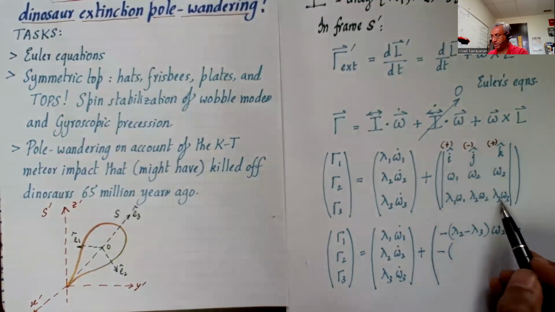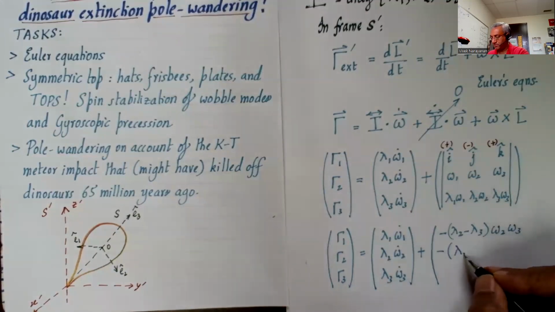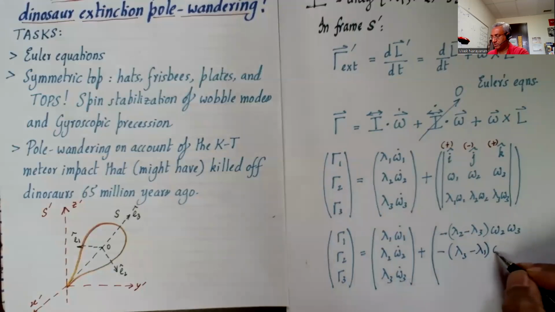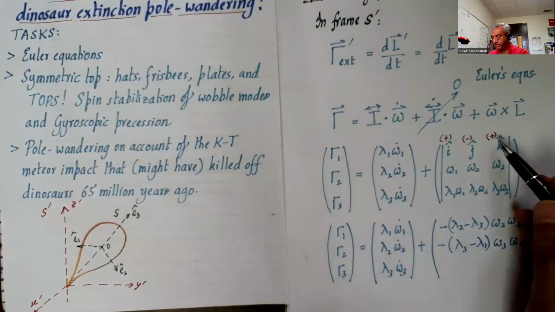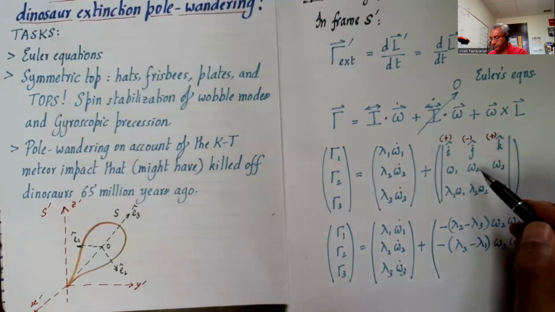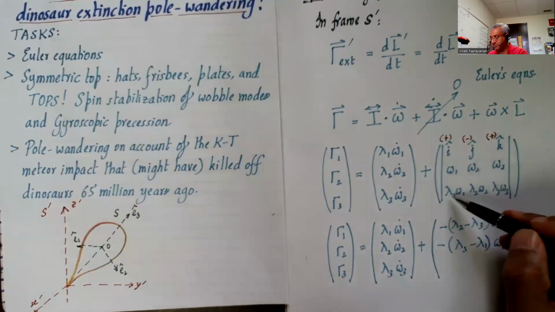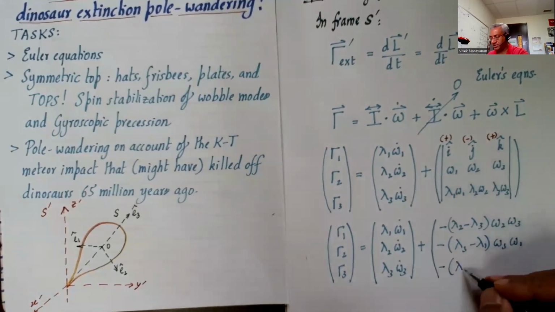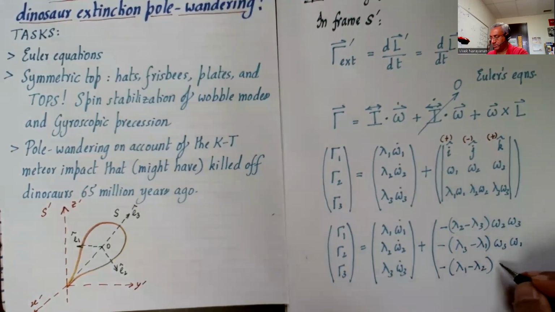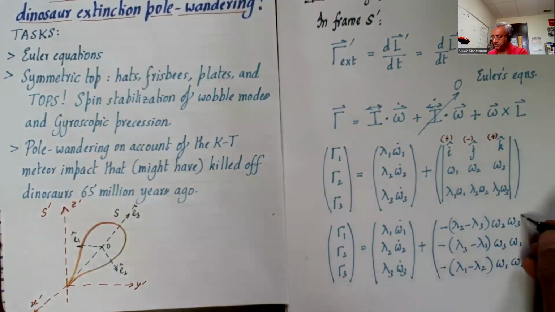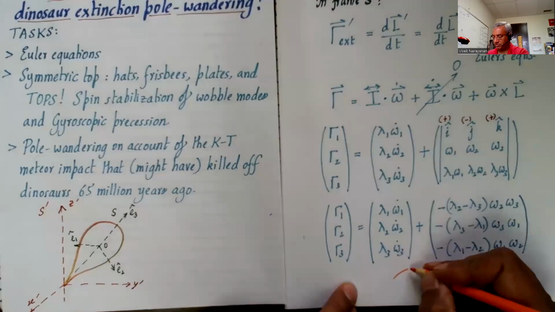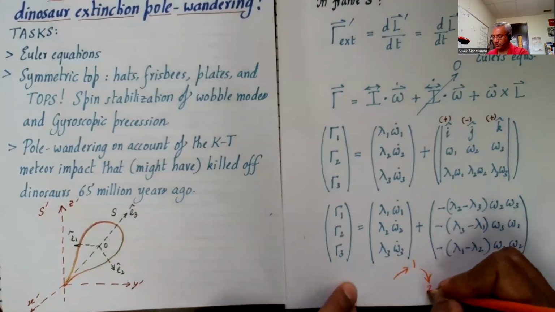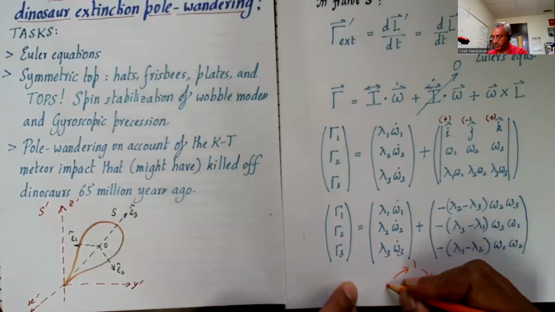That's going to be lambda 3 minus lambda 1, omega 3 omega 1. And the last term will come with a positive sign, so I will mess with that. Without messing, it would be lambda 2 minus lambda 1, but with messing, it will be lambda 1 minus lambda 2, omega 1 omega 2. So the reason I wrote it like this is because it answers to the symmetry of the magic circle. So you can use the magic circle to remember this version of Euler equations.